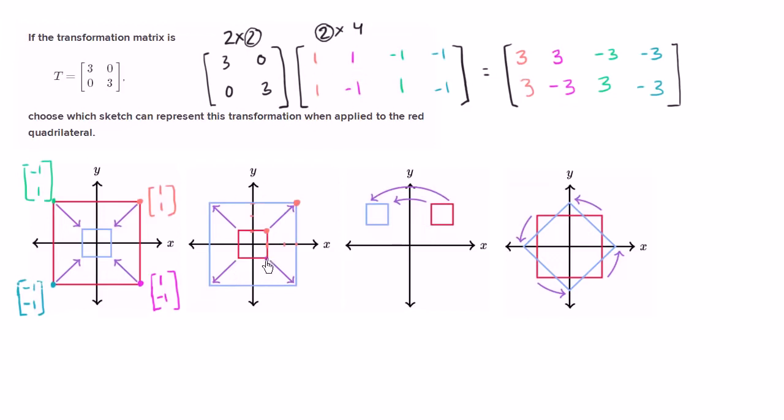And we see it with each of them. [1, -1] gets mapped to [3, -3]. [-1, 1] is getting mapped to [-3, 3]. And then finally, of course, [-1, -1] gets mapped to [-3, -3]. So it's definitely the second diagram that represents the transformation matrix T being applied to the red quadrilateral.